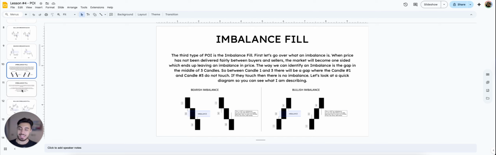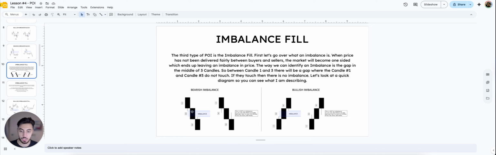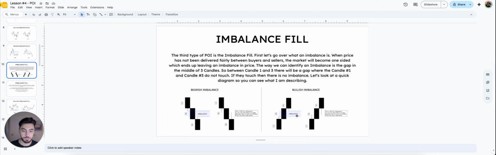Now, what is imbalance fill? Now that you understand imbalance, you can understand what I mean by imbalance fill. To put it simply, an imbalance fill is when the market returns to an imbalance and completely fills the gap. In a bearish example, the imbalance would be considered filled once price taps the low of the first candle. Take a look, this one we're talking about. And in the bullish one, price tapped again to fill this area.